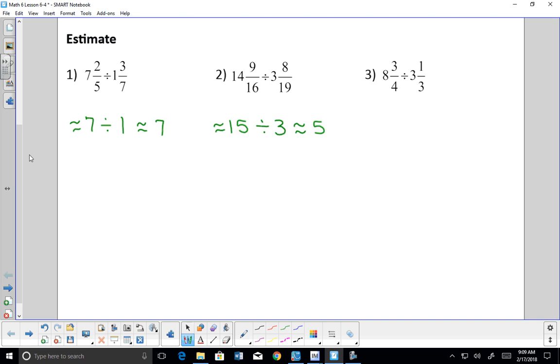8 3/4. 3/4 is over halfway, so that would estimate to 9. Divided by 3 and 1/3. 1/3 is not over half, so that'd be divided by 3. So 9 divided by 3 is 3. We might come back to some of these numbers at the end of the lesson to see how close our estimates are to the actual answer.